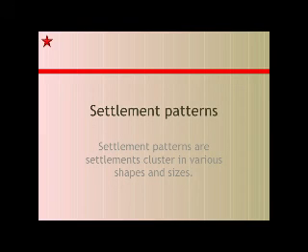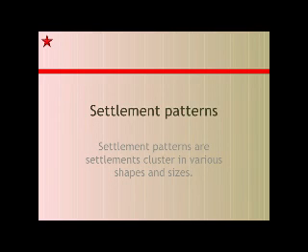Now next we come to the settlement patterns. Now settlement patterns are settlement clusters in various shapes and sizes. The position of the settlement is mostly determined by the natural resources available in the surrounding areas. Mostly settlements are near to some source of water supply. Now there are 5 types of settlements.